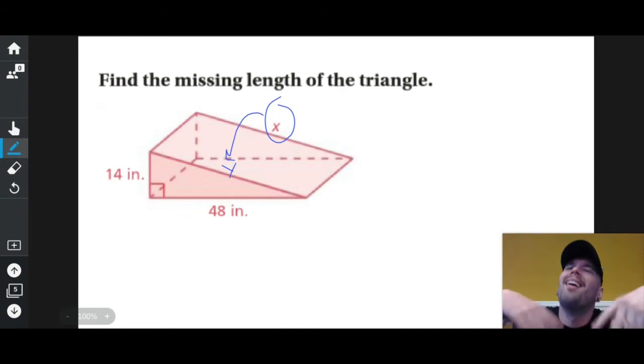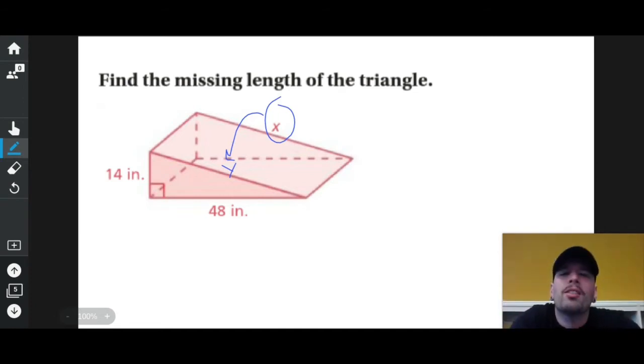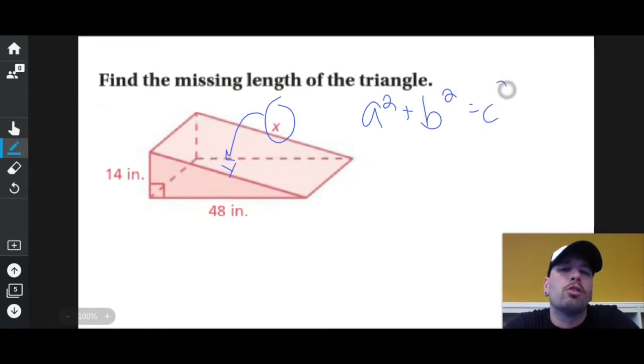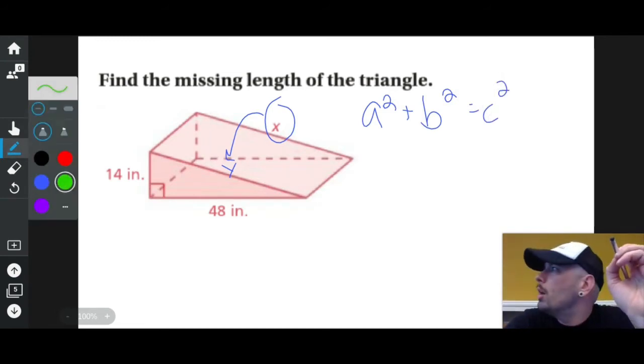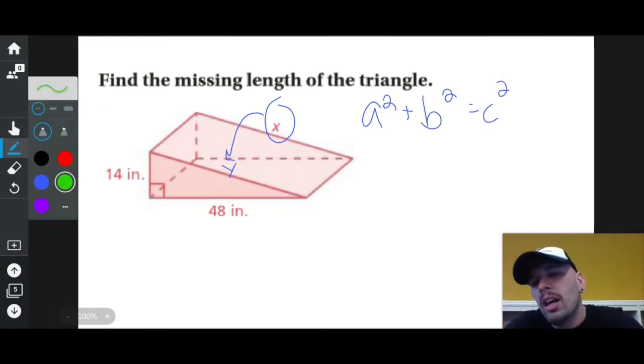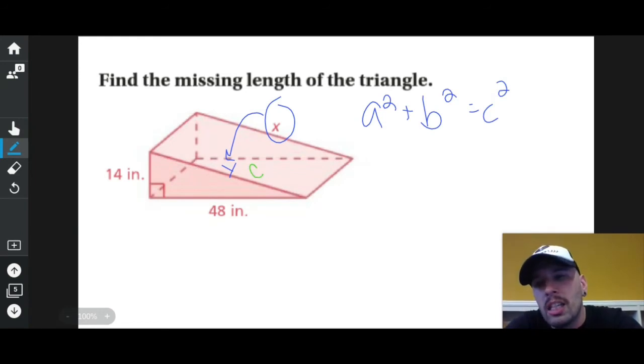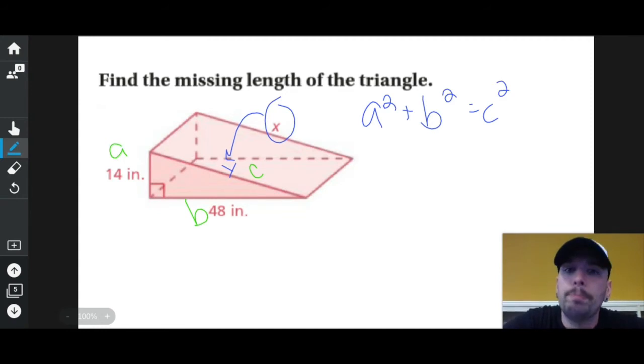Oh, I see what I'm supposed to do. It gives me a 3D shape, and I'm supposed to use the information that I have and find the missing side by pretending it's all a triangle and it's all connected. That makes sense. A squared plus B squared equals C squared. It doesn't matter which one is A or B as long as the longest side is C. So I'll call X C, I'll call 14 A, and I'll call 48 B.